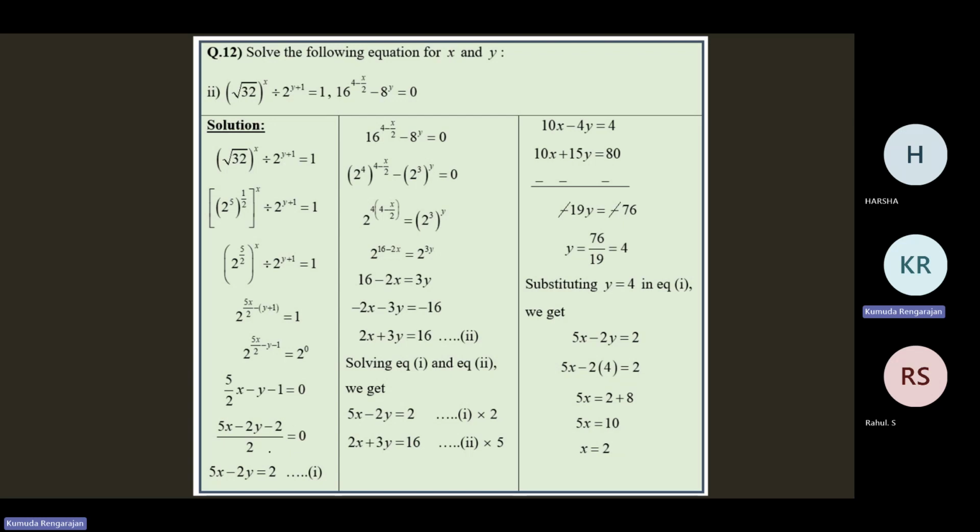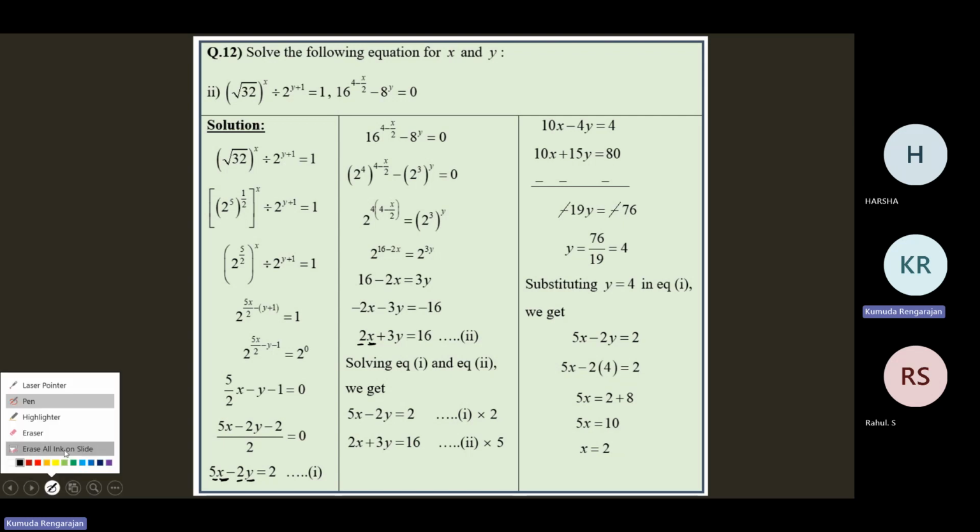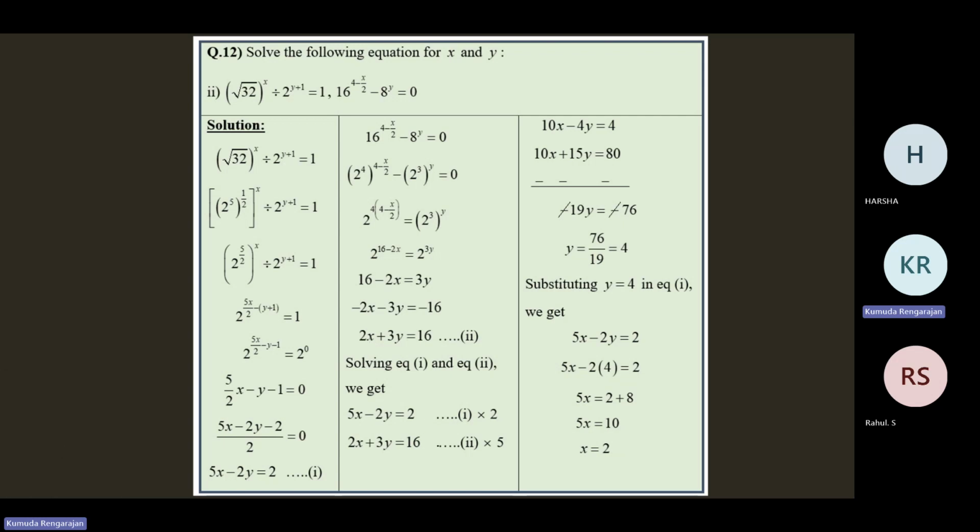But when you look at these two equations, the coefficient of x is 5, but here the coefficient of x is 2. Here the coefficient of y is minus 2, here it is plus 3. They're not the same. So you have one additional step here. You have to equate the coefficients of one of the variables. You'll have to make them the same. So you decide which variable you want to eliminate. In this working, I have eliminated the variable x.